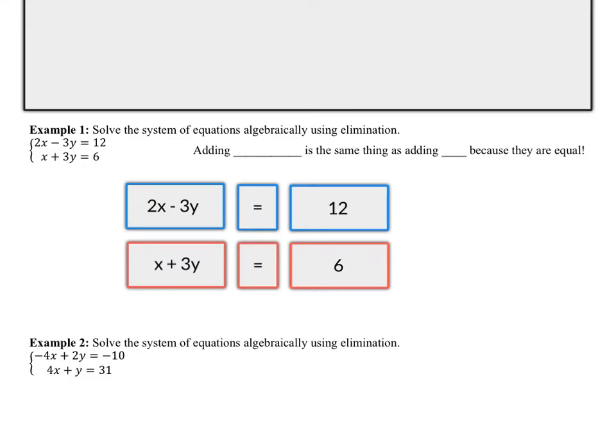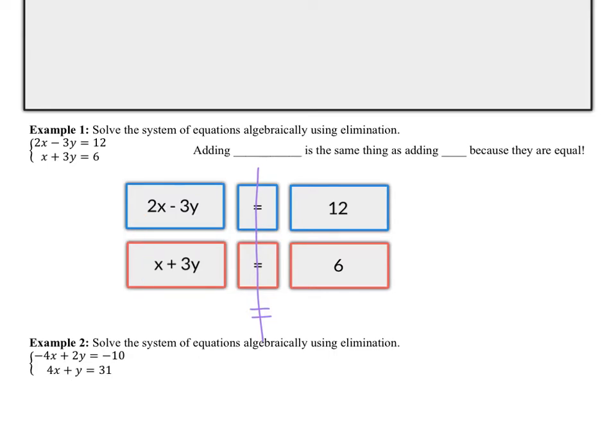So I wanted to illustrate that for you in that way so that you understood why we can even do this. So let's just keep working with these little note cards here. So we have our equal signs lined up, so this will be equal. And so we add left side to left side. So when we add these together, we can combine like terms. So 2x and x are like terms.